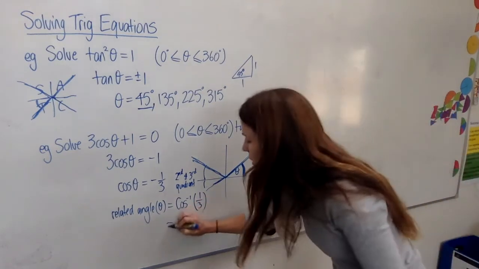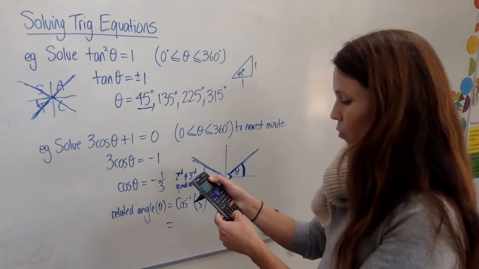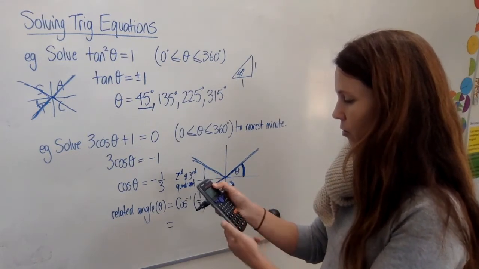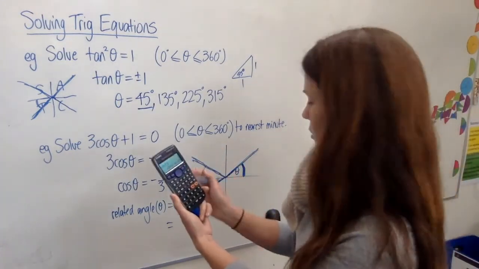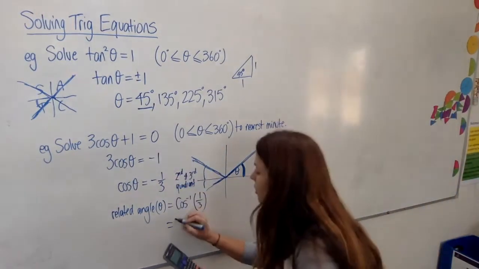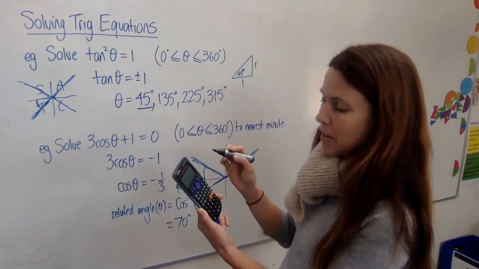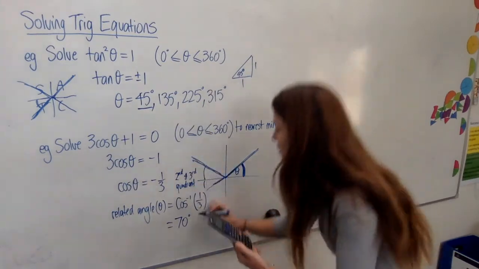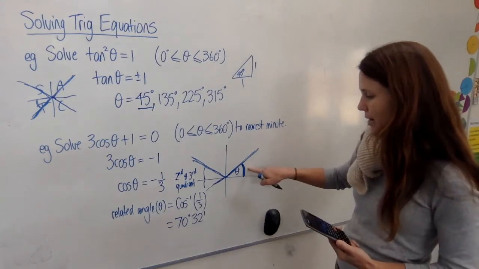So that's what I type into my calculator. Inverse cos 1/3, not minus a third, equals. Now it says here the nearest minutes, so I'm going to hit the minutes button straight away. My related angle is 70 degrees, 31 minutes and 43 and a bit seconds. Now 43 and a bit seconds means I need to round up the minutes, so it's going to be 32 minutes. That's the related angle.